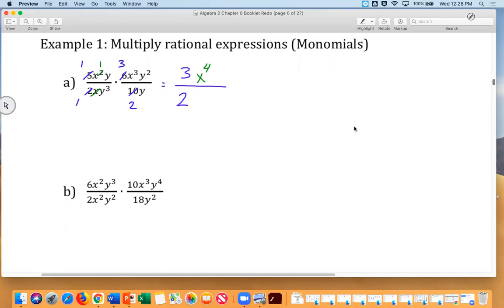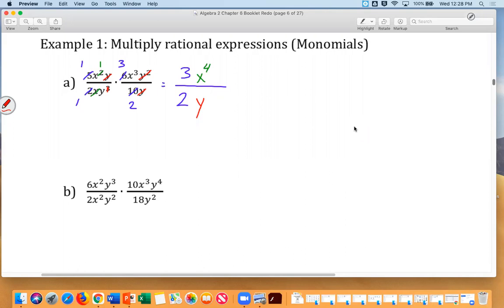Y's. Let's look at this. I have 1 y here, 1 y here. They cancel. Y squared, well, that's going to cancel completely with 2 of these. So I'm left with 1 there. My answer is just 3x to the fourth over 2y. You guys all right with that? Okay. I like canceling at this stage because I'm doing the problem. I know whatever I'm writing here, it's going to be done. I've already done all the canceling.